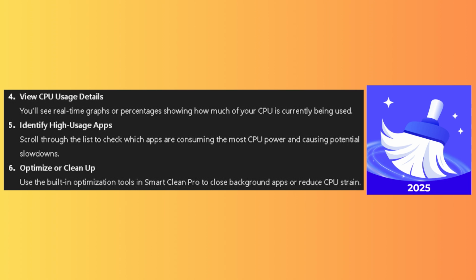Scroll through the list of apps that consume the most of your CPU power, causing potential slowdowns of your system. Optimize or clean up. Use the built-in optimization tool in SmartClean Pro to close background apps and reduce CPU strain. Now you know how to check CPU activity with SmartClean Pro.